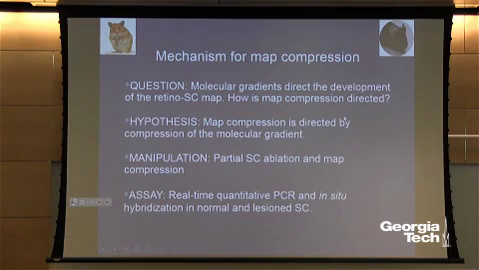Okay, but that told us how resistant the system was to manipulation, but it didn't tell us how the compensation process at the very beginning, the compensation for the lesion, was actually happening.